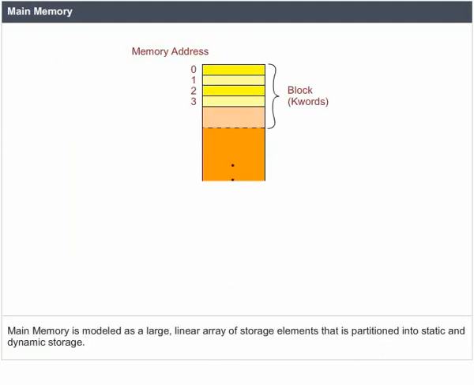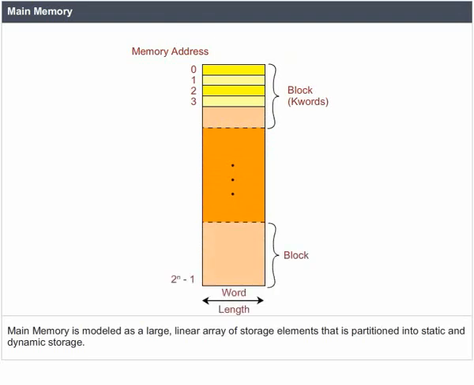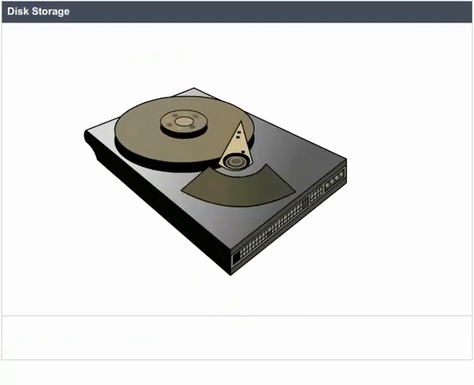Main memory. Main memory is modeled as a large linear array of storage elements that is partitioned into static and dynamic storage. Main memory is used primarily for storage of data that a program produces during its execution, as well as for instruction storage.